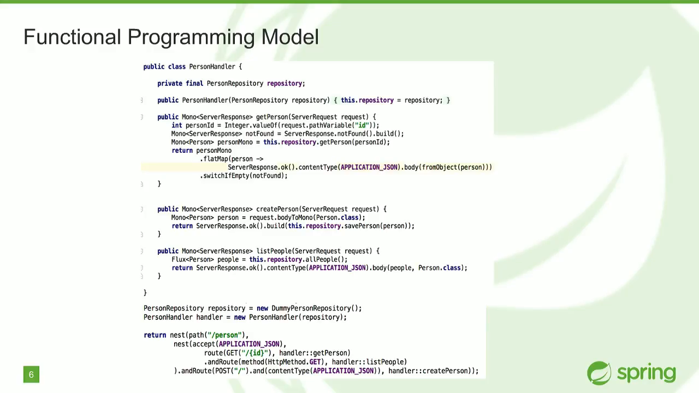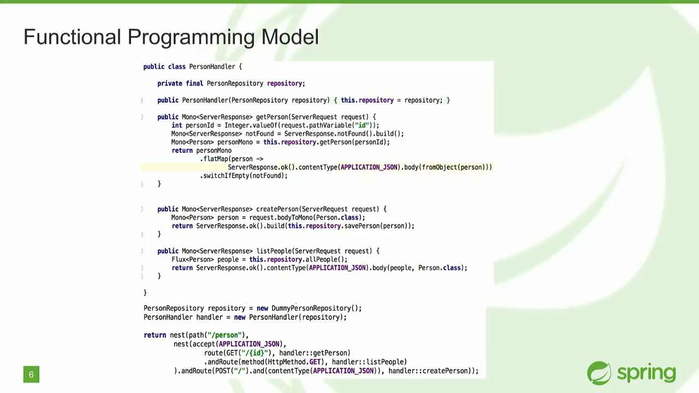I don't have that on the slide. It's available elsewhere. I'll give you a link later. But basically, the save person method on the repository returns a Mono of Void, so basically a completion signal. And what we do in the create person method is use that completion signal in order to send our response. So effectively, this method will send OK whenever the save person method has completed, whenever the person has been saved in the repository.